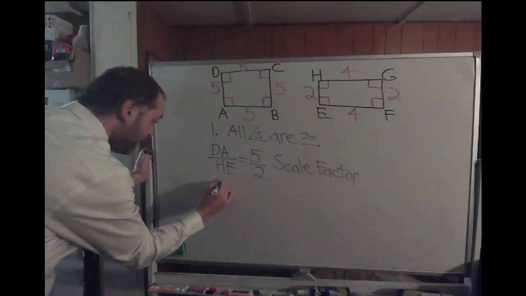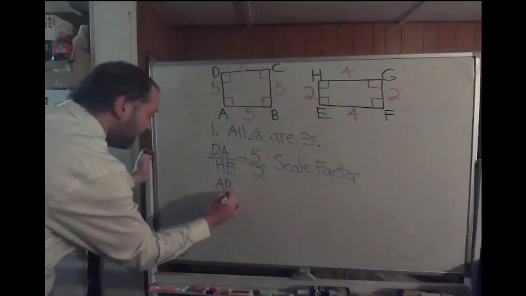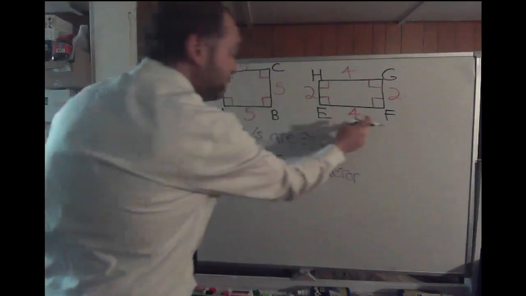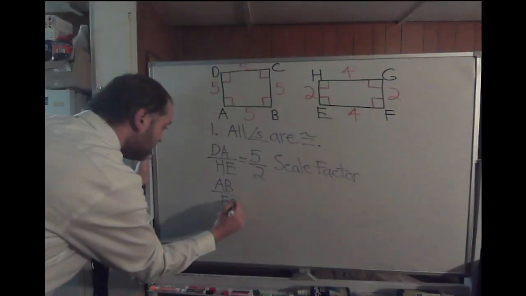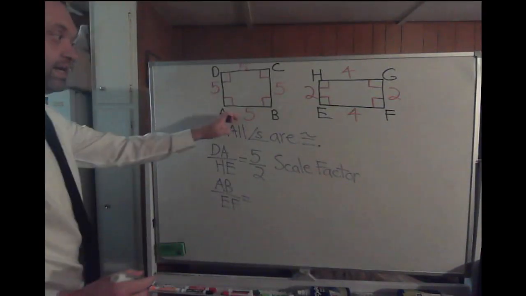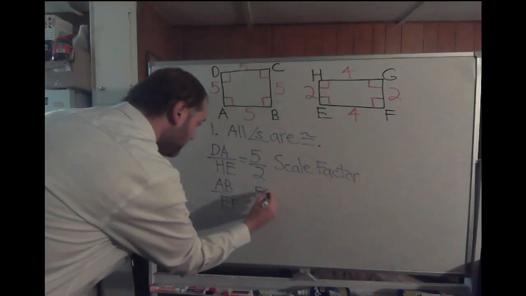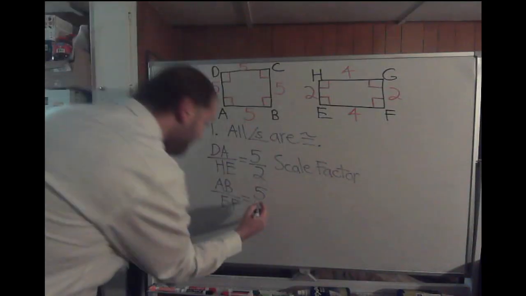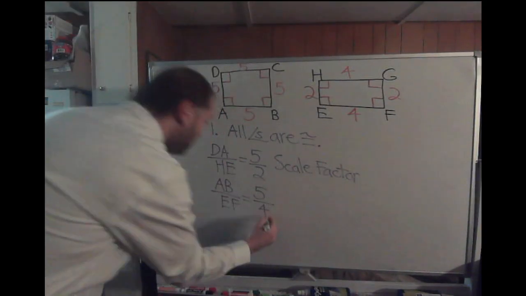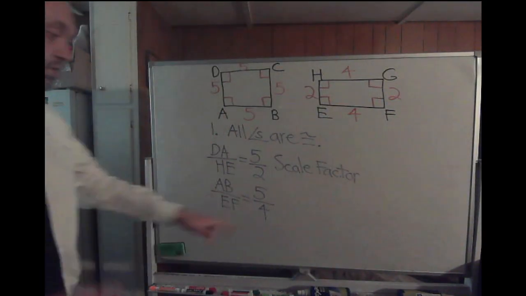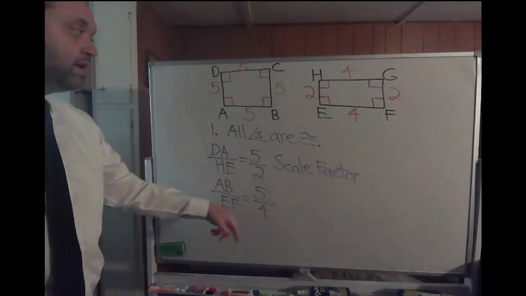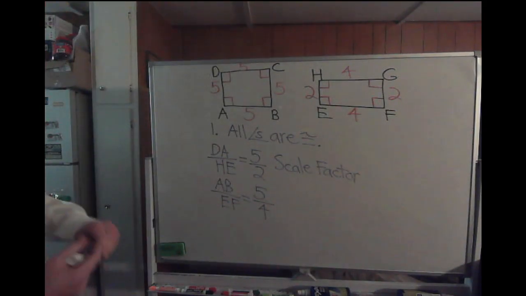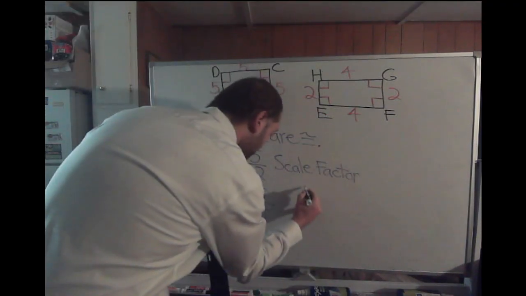But let's compare AB of the left quadrilateral, the square, to the corresponding side of the rectangle, EF. Side AB has a length of 5, and then EF has a length of 4. Immediately we notice we don't have the same scale factor, 5 to 2 and then 5 to 4, between the two quadrilaterals. So these are not similar.